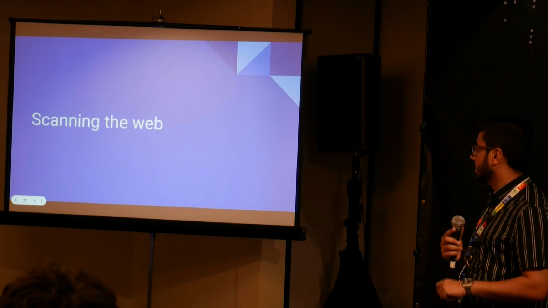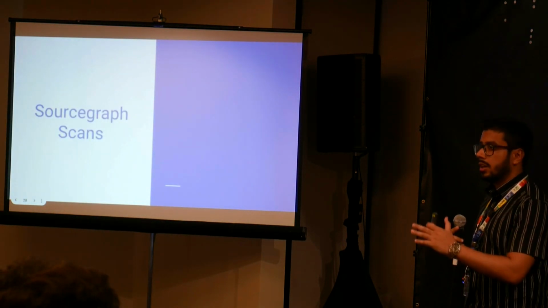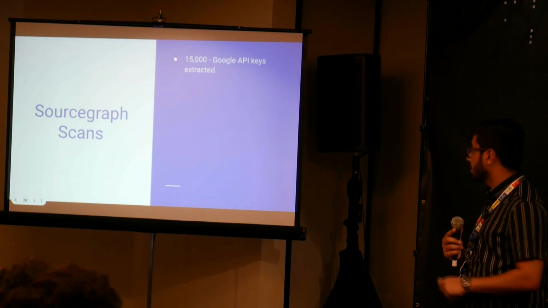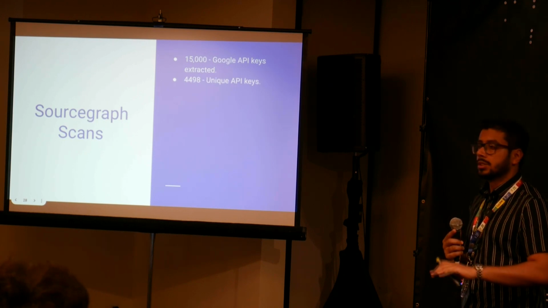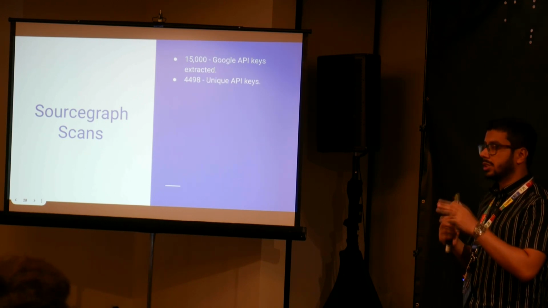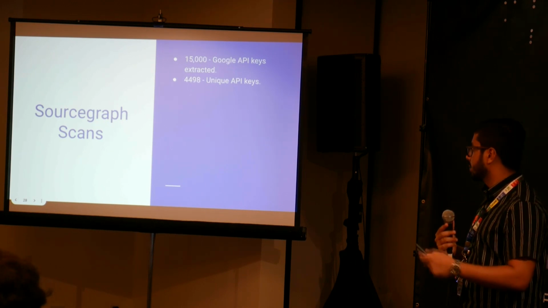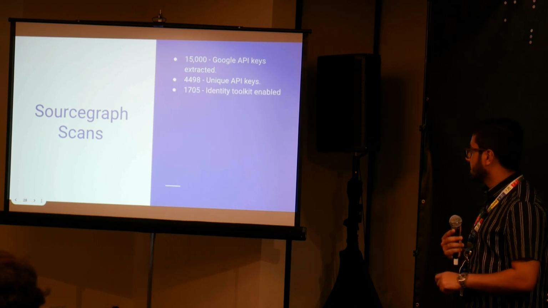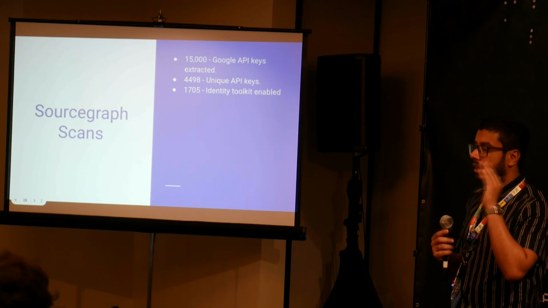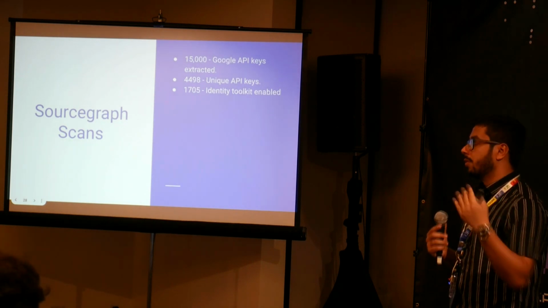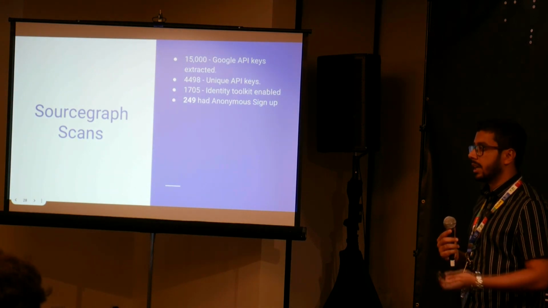When we did that, we started scanning the web as I said before. So if we move into stats-wise, we carried all of this over and ran it with Sourcegraph. We pulled about 15,000 Google API keys with that, out of which 4,000 were unique. It doesn't necessarily mean there were duplications, mainly because these are forked repos and all of those. So we got 4,000 API keys, out of which 1,700 had Identity Toolkit. So it allowed us to say, okay, these are guaranteed to run Firebase. Now when we go further and break it down, we found about 249 of them to have anonymous signup enabled.